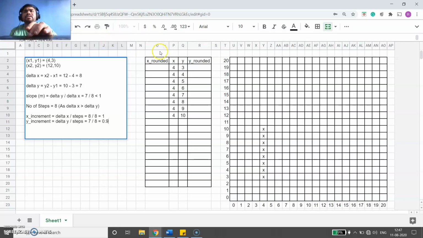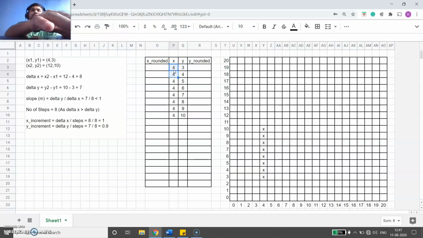Okay, so now let's get started with this. Let's take out the old example and we are starting with 4 comma 3. So for x the increment is 1, so we have to do 5. Then here we'll have 3.9. Then in the next iteration we'll have 6, and 3.9 plus 0.9 becomes 4.8.